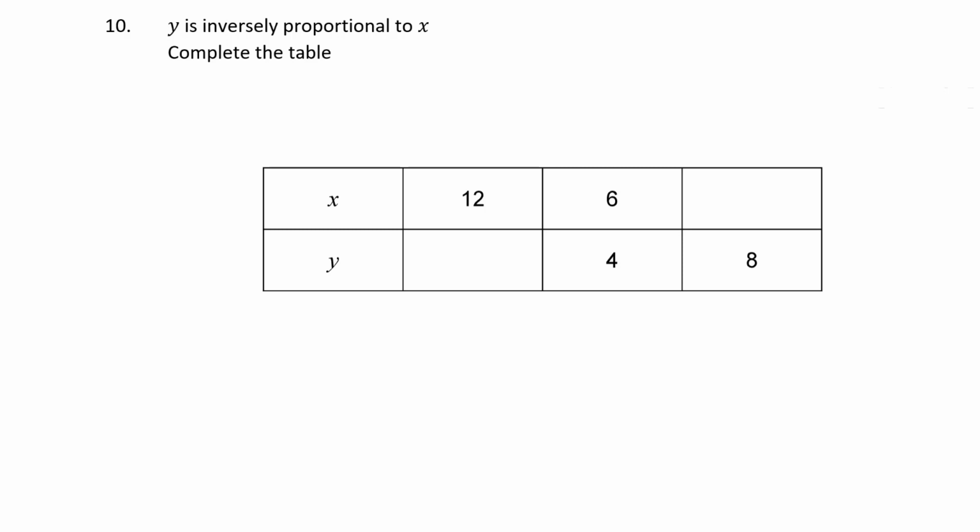Y is inversely proportional to x. Complete the table. Okay, so y is inversely proportional to x. That means y is proportional to 1 over x. Okay, so that's what that is saying mathematically. Now we can replace the proportional symbol with equals k. So I'm going to rewrite that. So y equals k over x, where k is a constant that we can then find.